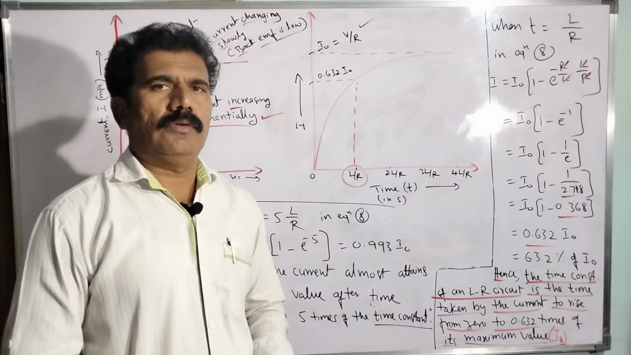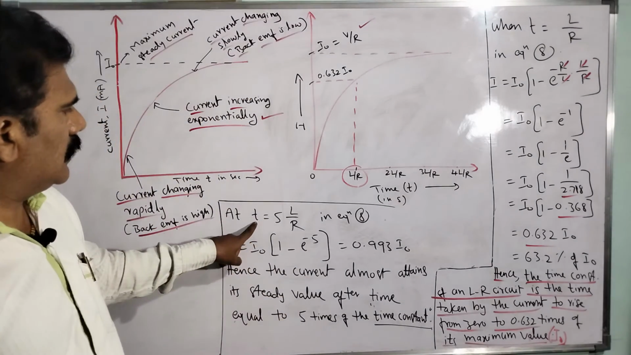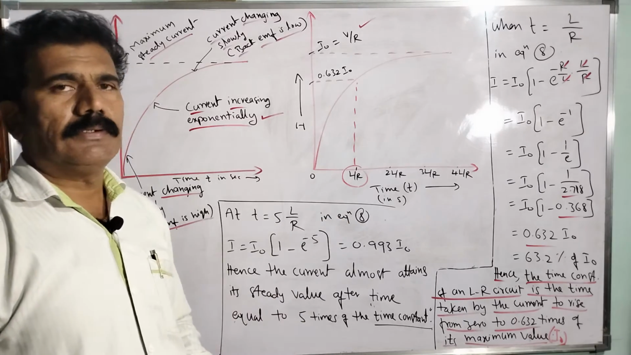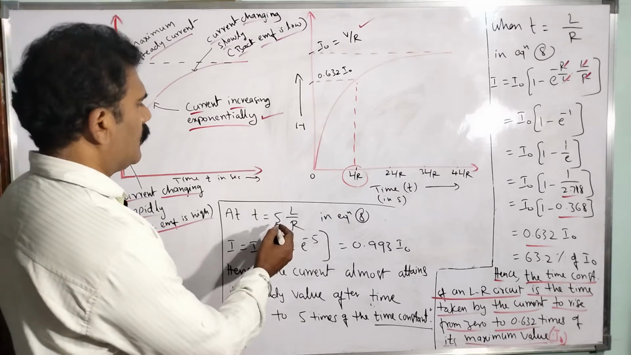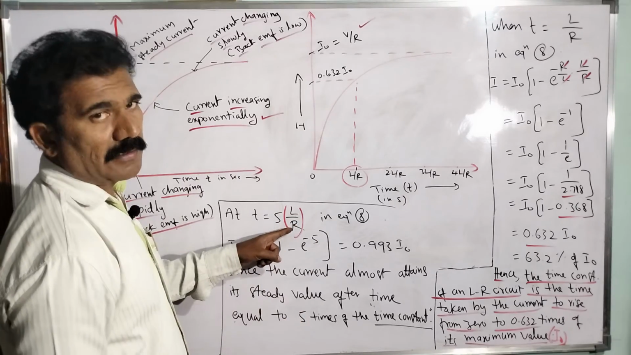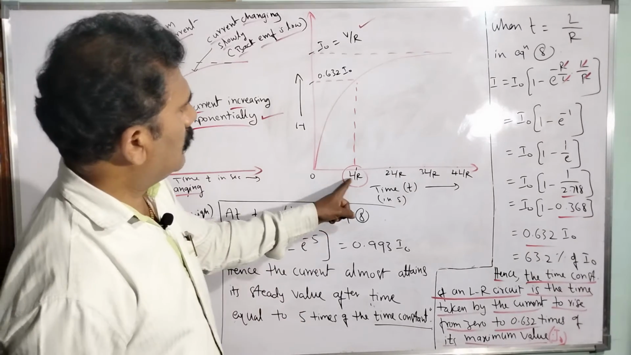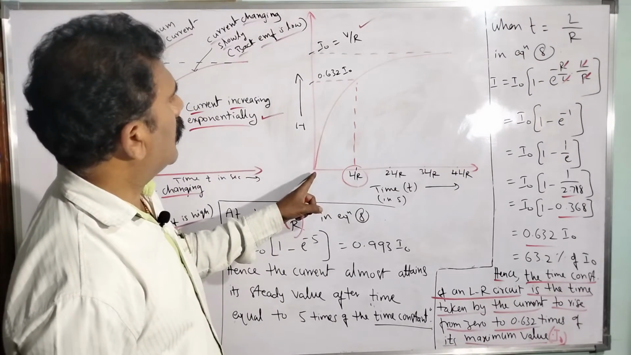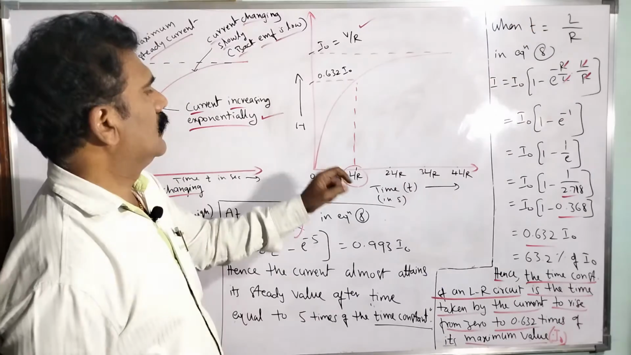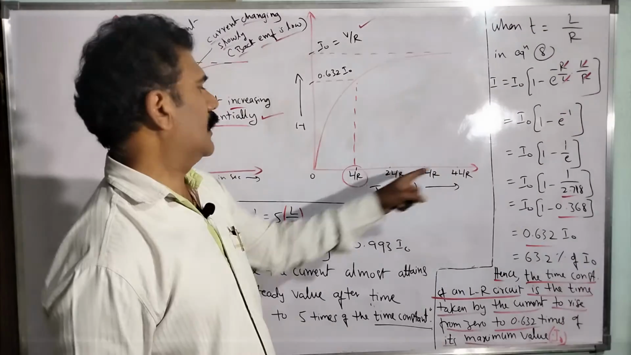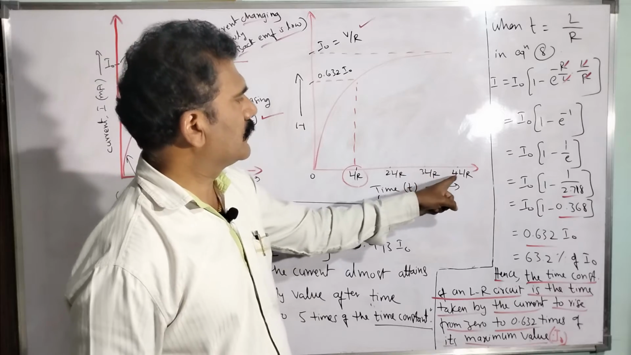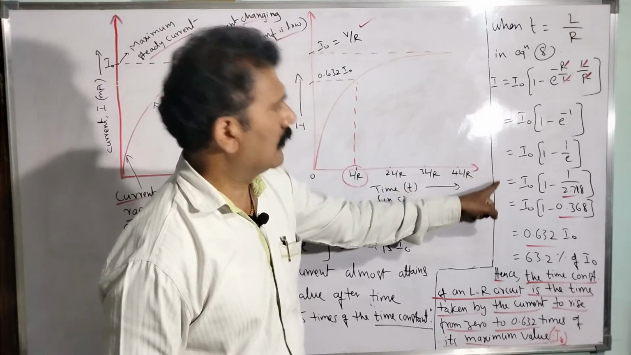Clear? Now look at the time t equal to 5 times L by R, again in equation 8. L by R is what now? It is actually the time constant, right? So if t is exactly L by R, the current reaches 0.632 times its maximum value. Similarly, if you continue the time, like 2 times L by R, 3 times the time constant L by R, 4 times L by R, etc. Next is 5 times L by R.